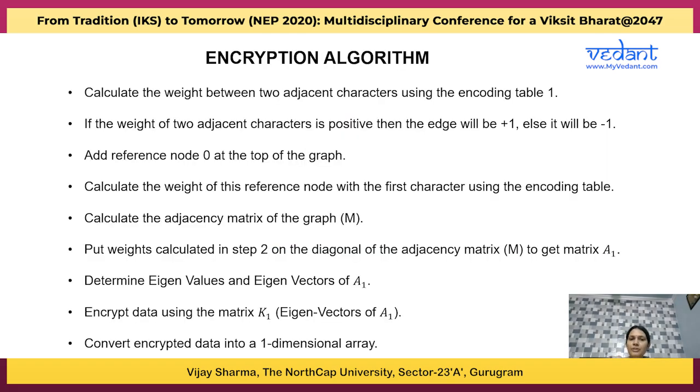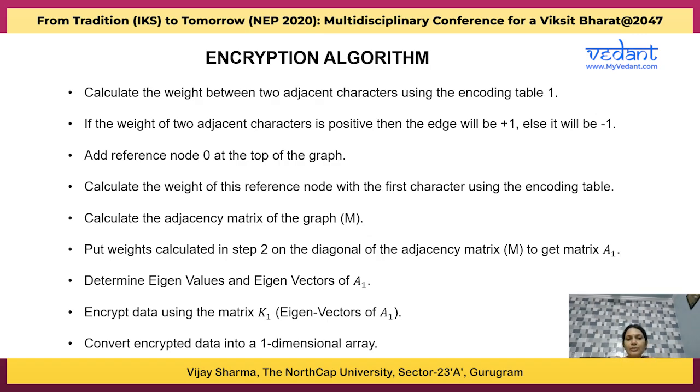Now coming to the encryption algorithm. These are the steps of the encryption algorithm. First we have to calculate the weight between two adjacent characters using the encoding table. Then, if the weight of two adjacent characters is positive, we take an edge with +1, otherwise -1. We add a reference node 0 on top of the graph. Then we calculate the weight of this reference node with the first character only.